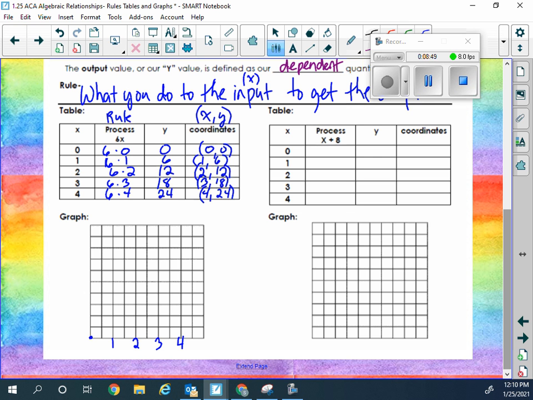Now, this is my x. What's the x called? Independent or dependent? Independent. I will write that down. Guys, these are your notes. I promise you, on your next assessment, which is a quiz next Tuesday, there's several questions just about independent versus dependent. Okay? So independent, x, that's what we're putting in.